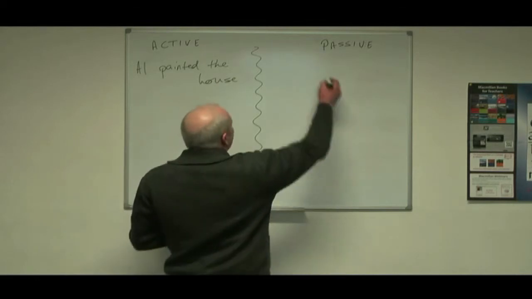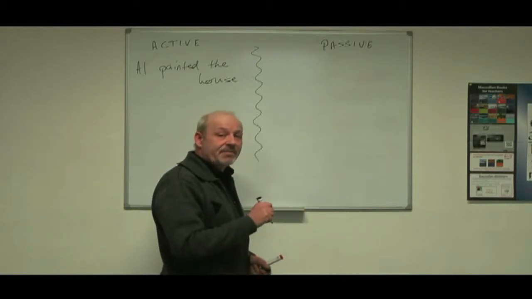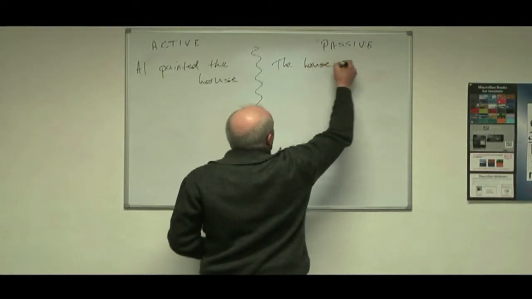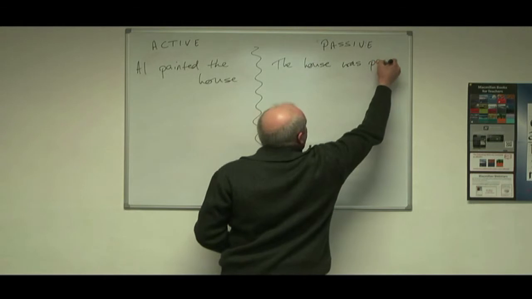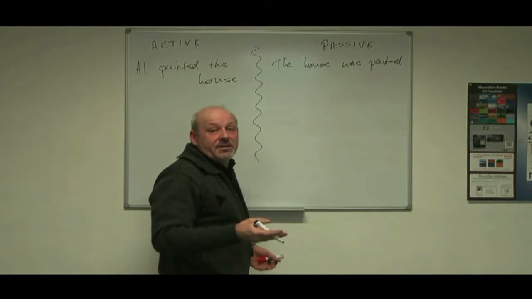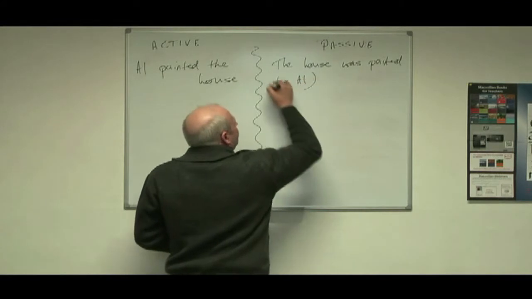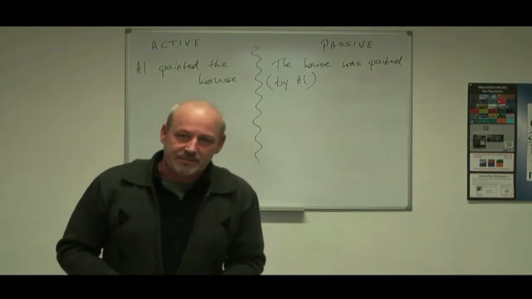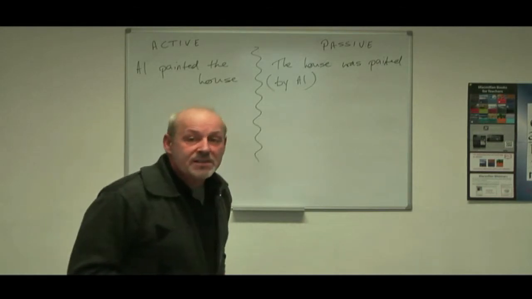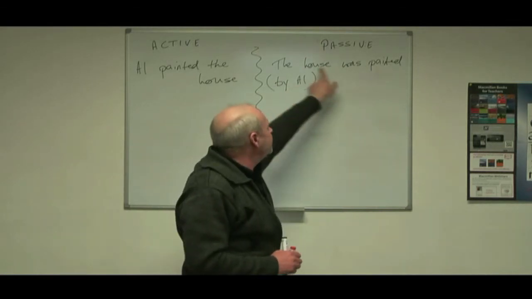In the passive tense, we are more interested in what happened to something rather than who did that thing. So for example, the house was painted. Sometimes this could be the end of the sentence. Sometimes we can also put in by Al. It may not be relevant. It may not be important, or it may be unknown. But for whatever reason, it's not the important information here. The important information is what happened to the house.